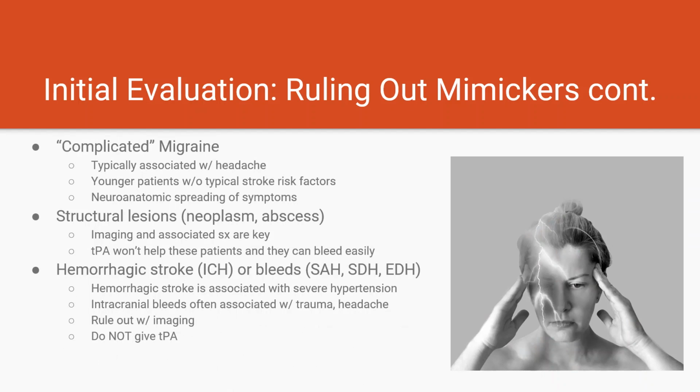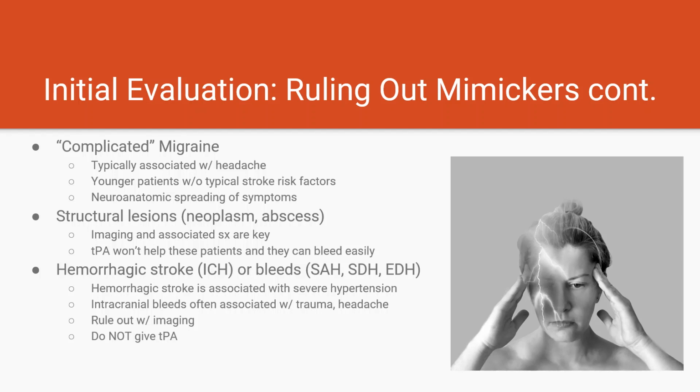Let's keep going with a few more mimickers. It's rare but not unheard of for complicated migraines to cause hemiplegia, and this can actually be very difficult to differentiate from acute stroke. While certain things can clue you into a migraine like history, young age, and of course a headache, the most important way to differentiate the two is by neuroanatomic spreading of symptoms.